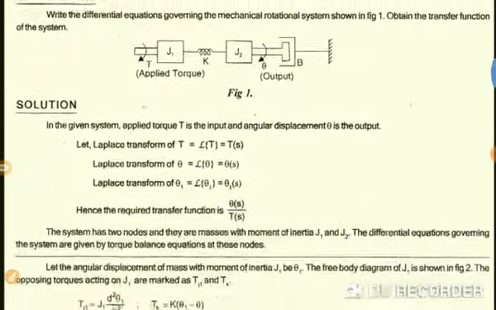Now coming to example 1. Before entering, refresh the analogy with the translational system. Here moment of inertia J plays the same role as mass, K plays the same role, and B plays the same role. Instead of force in a translational system, here we have torque. Instead of displacement x, here we have theta.